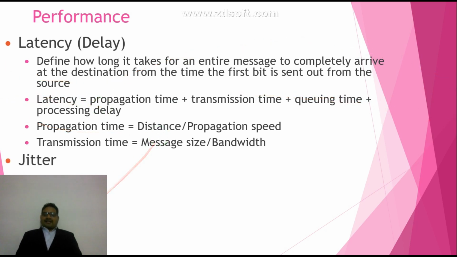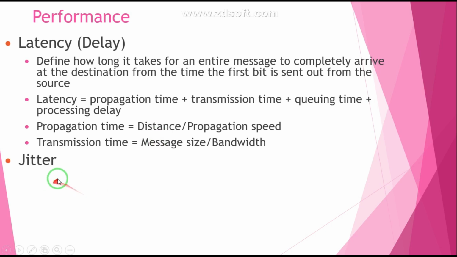And last, it is your jitter. As I already told, it is a variation in the delay of the arrived packets. Suppose the first packet has a delay of 30 milliseconds, in between two packets have a delay of 40 milliseconds, and the last packet has a delay of 35 milliseconds. So the packets arrive at the destination at different times, not in proper order. That is nothing but your jitter.